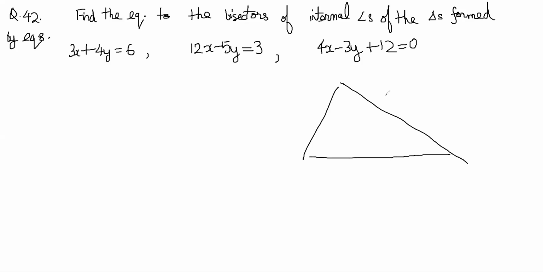Suppose this is triangle A, B, C. Let's say the equation of one side is 3x plus 4y is equal to 6. This equation is AB, this is BC: 12x minus 5y is equal to 3. And this equation is 4x minus 3y plus 12 is equal to 0.